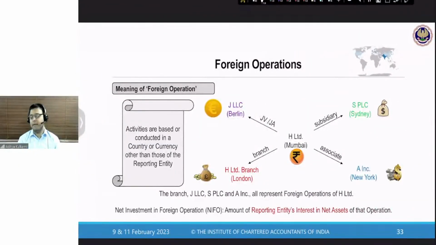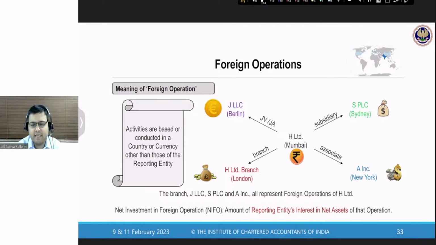Coming next to foreign operations. What is a foreign operation? These are activities based or conducted in a country or currency other than those of the reporting entity. Take for example, you have a company H Limited Mumbai, which is based in India. So the functional currency of H Limited is INR. Now it is quite possible that this H Limited would have a branch in London. So the branch would be denominating its transactions in pounds.